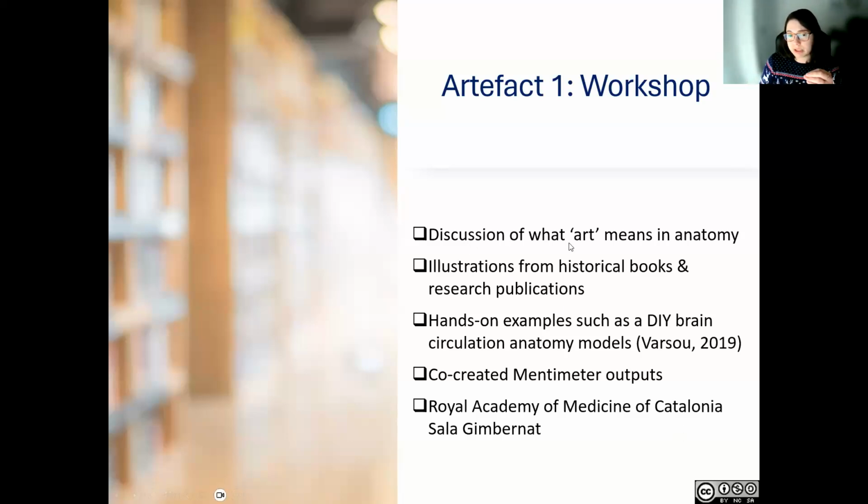And in the workshop, we focused predominantly on what art means in the context of anatomy, and specifically within the dissecting room. And to do that, we used illustrations from historical books and contemporary books, including research publications as well. These were influenced by the lecture very much, and I had brought different resources with me as well. And also I was using what they had available already in their library. We also used hands-on examples of engaging and promoting active learning by asking the students to develop their own brain circulation anatomy model, and linking that to what this means in terms of art, how this is art, and how this actually promotes learning.